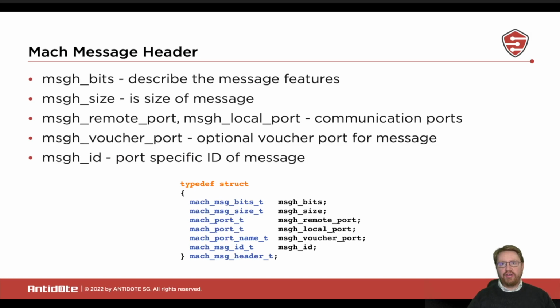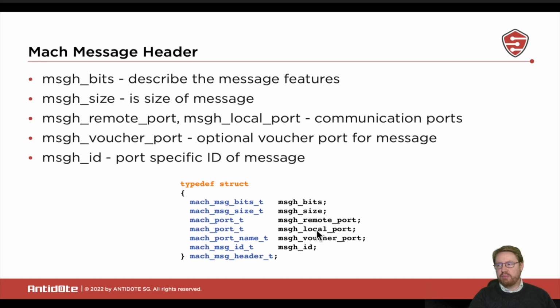So, what is inside this Mach message header? Basically, these are the fields that you will find inside a Mach message header, and these are the bits that describe the features that this message uses. It has a size field. When you actually send a message from userland, the kernel does not trust whatever size you put in there. So the kernel will actually override this field with the correct size.